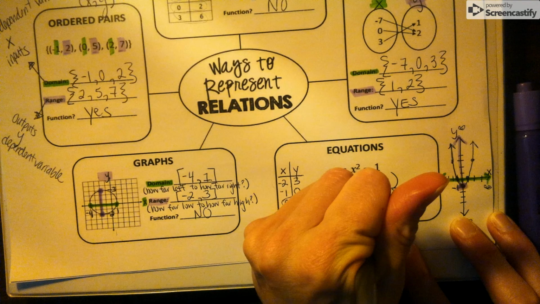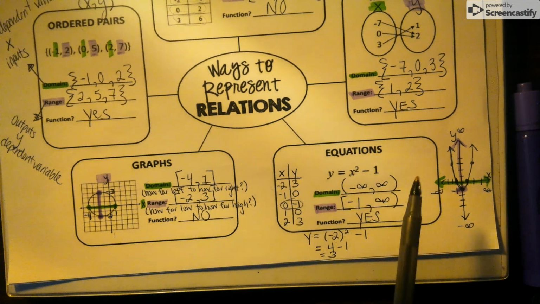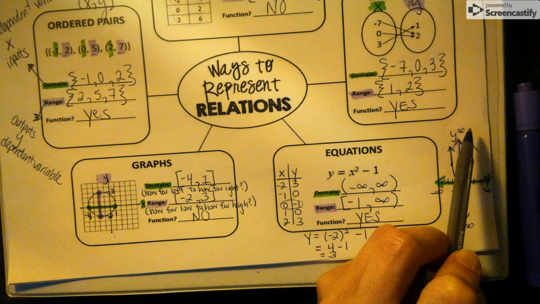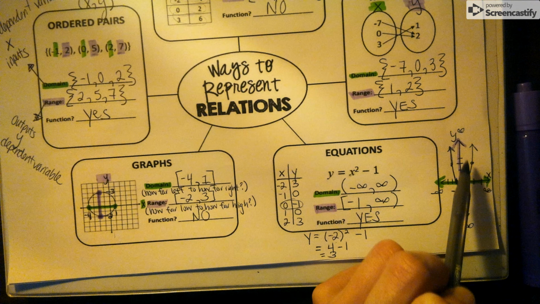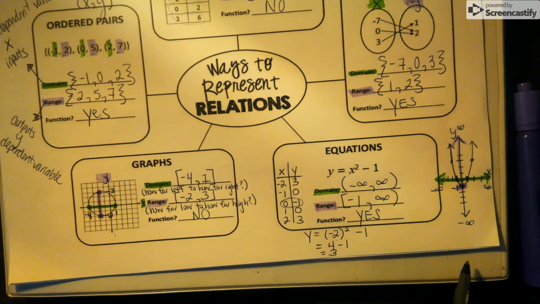So this equation is a function because I could draw multiple vertical lines through the coordinate plane, and those vertical lines would only touch the graph in one spot. Remember, if those vertical lines touch a graph in more than one spot, then it would not be a function.